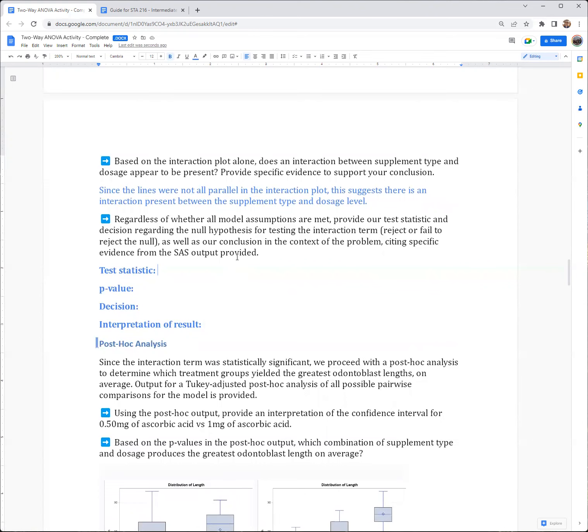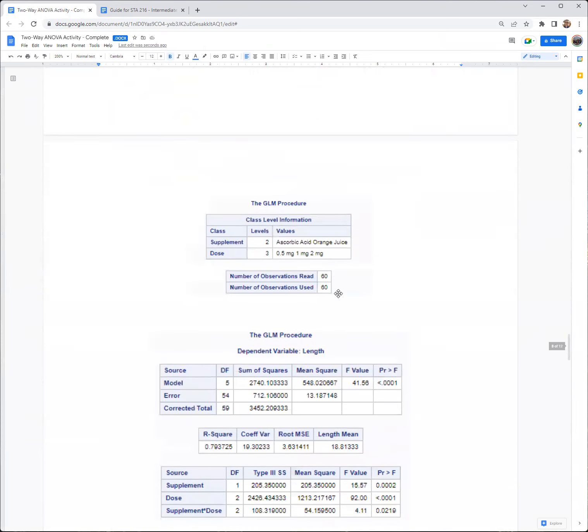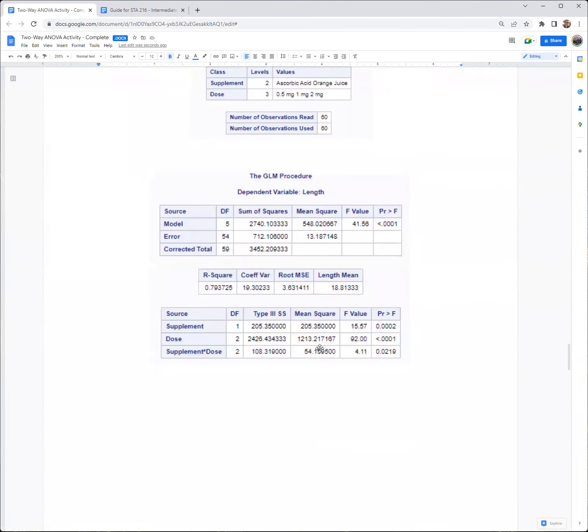Okay. So let's consider if we should drop the interaction term or not. So we look at the F test statistic value here, which is 4.11.